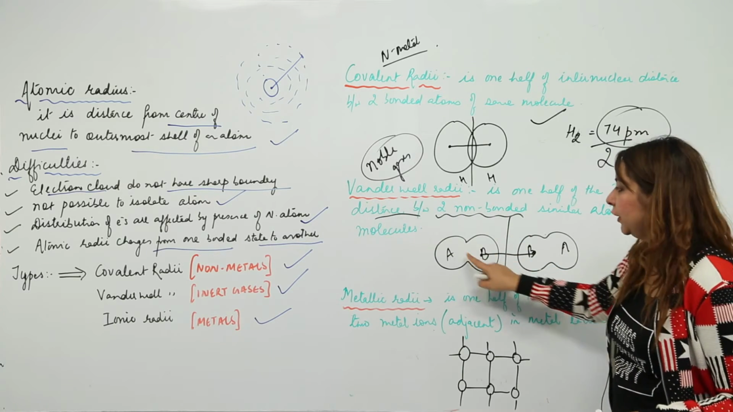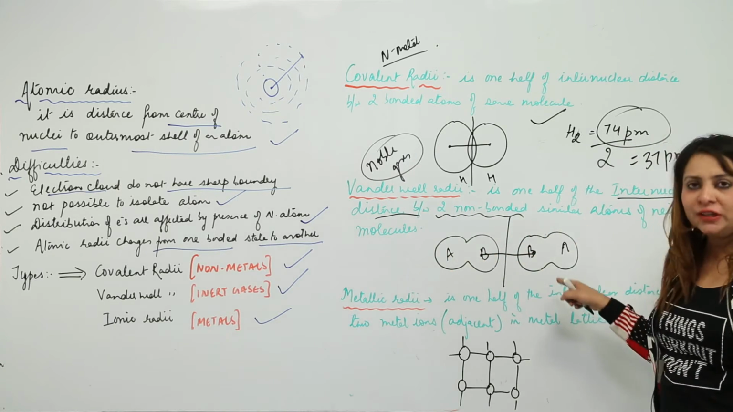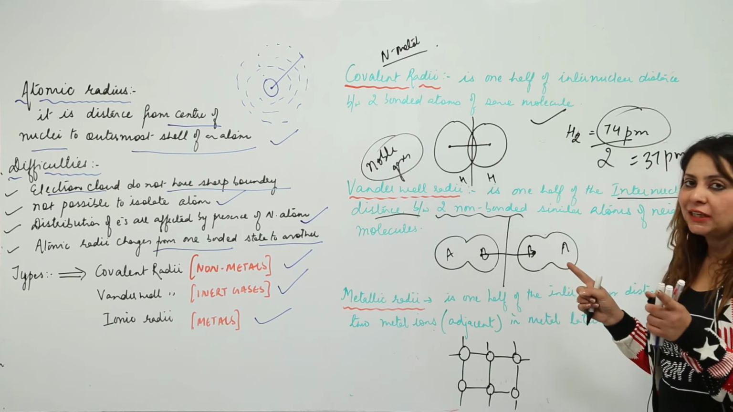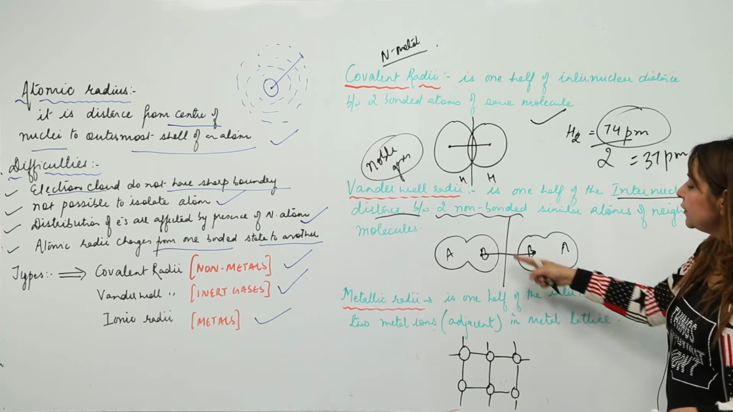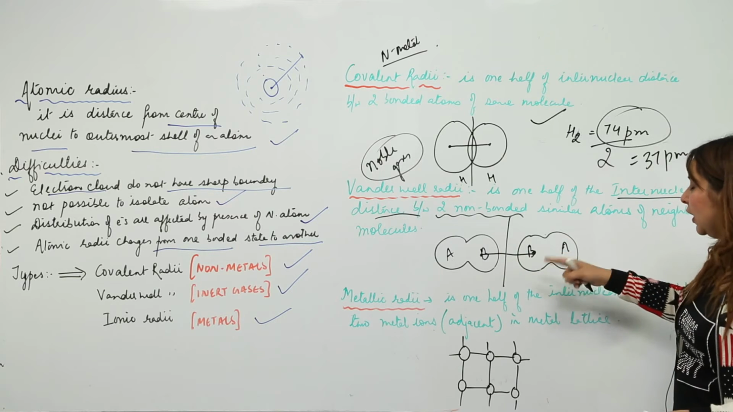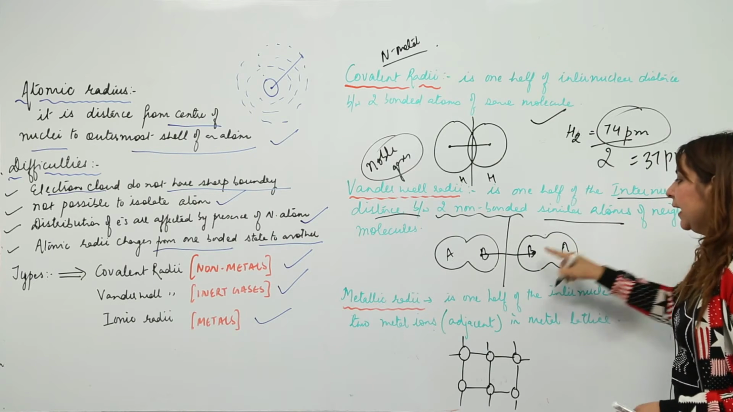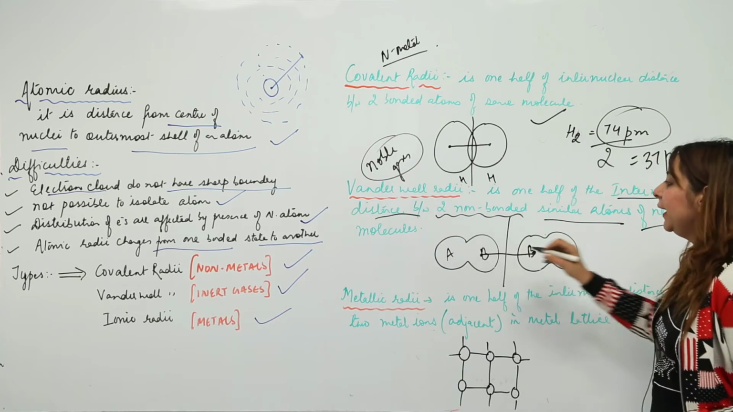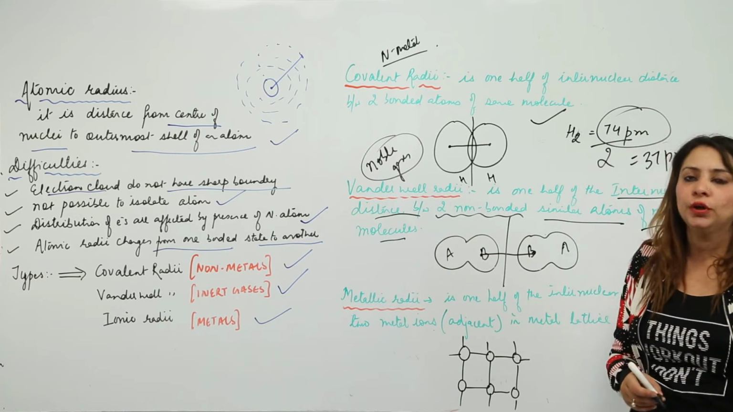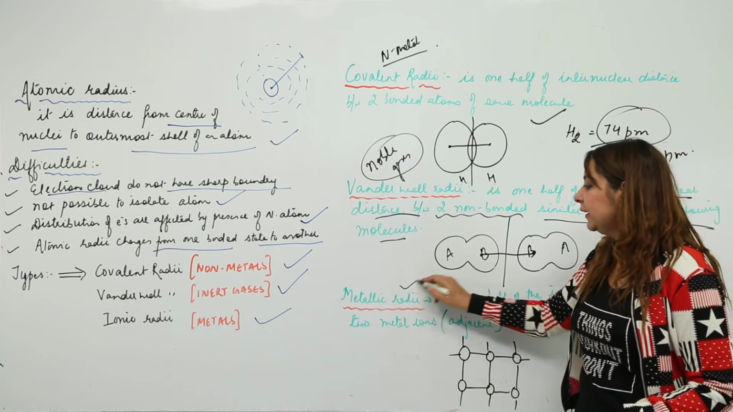are non-bonded. This is bonded to this A and this is bonded to another A. So these two B's are not bonded to each other. So the internuclear distance between them is halved, but they should be of similar atoms of the neighboring molecule. So this is what a van der Waals radii is. Moving on to the metallic radii.